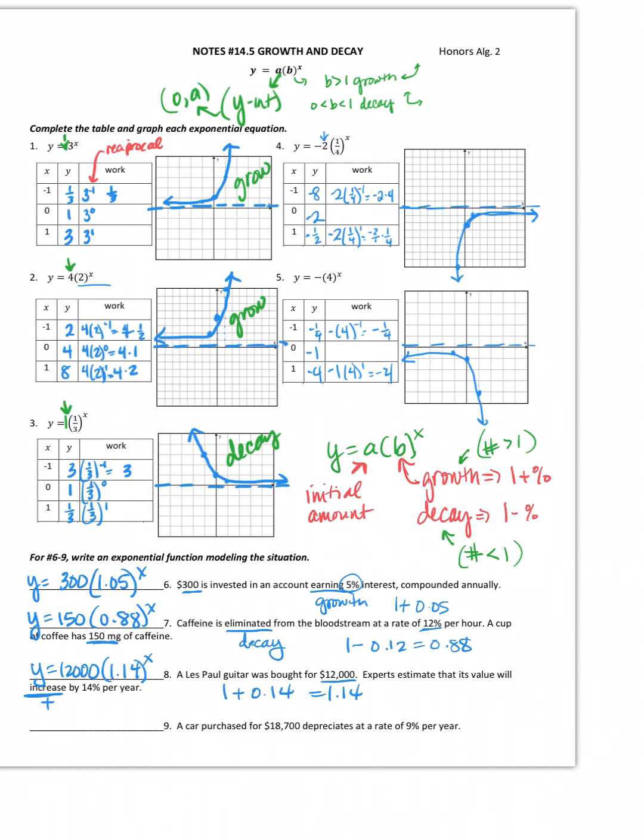Now let's look at the last one. A car purchased for $18,700 depreciates, that's decay, right? A rate of 9% per year. So it's 1 minus 0.09, so it's 0.91. So it's less than 1. So y equals initial value times 0.19 raised to the x power.